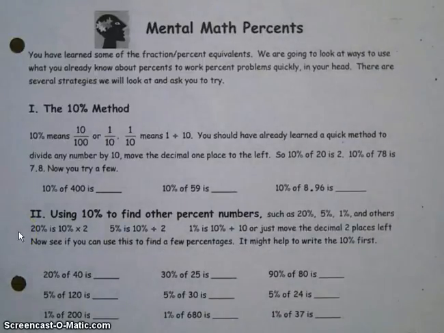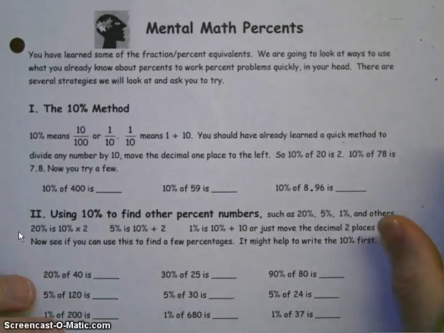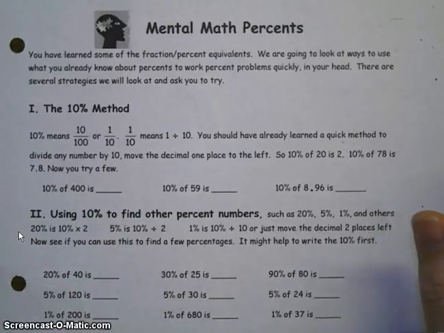Okay, so today we learned some of the benchmark percents and how to use them to find percent of a value. We're going to look at a couple of other mental methods for finding percents. This worksheet is mental math percents. First, the 10% method. Okay, if you read through the notes, basically 10%.